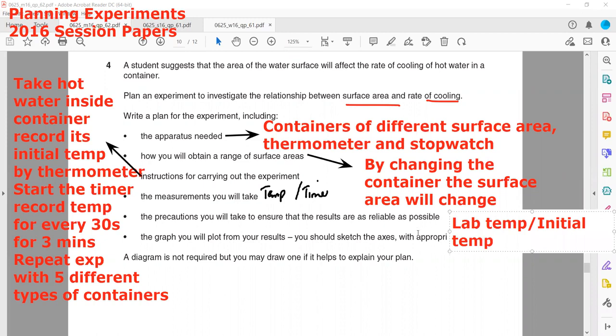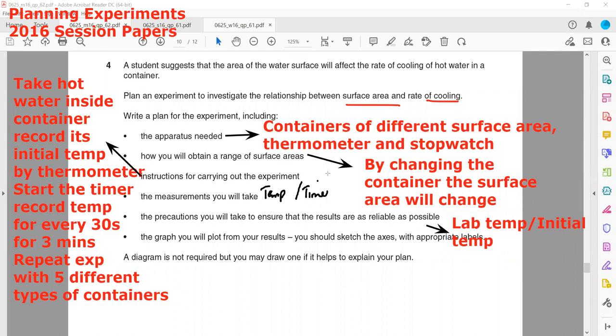The type of the container should also be the same. For example, if you are taking all copper containers, then it will be suitable. Otherwise, if you take one container made of glass, another copper, another aluminum, then it won't be a fair comparison, because we are only investigating how the surface area can affect the rate of cooling.